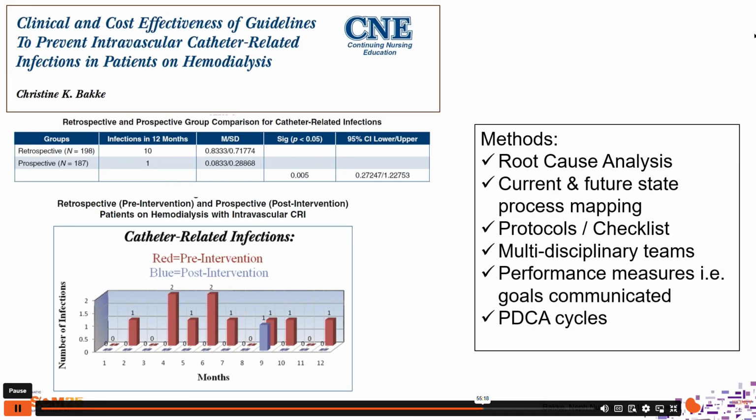I wanted to highlight one of our nursing colleagues who led a study, Christine Bake, and talk about this article from the Nephrology Nursing Journal, just because I really appreciate how this journal structures their articles, and it follows a nice systematic and QI approach as well. Christine Bake did a multifactorial implementation, again, used root cause analysis, current and future state mapping, protocols, teams, and took infections related to catheters down from 10 per year to 1.